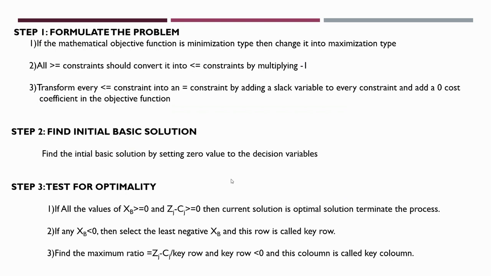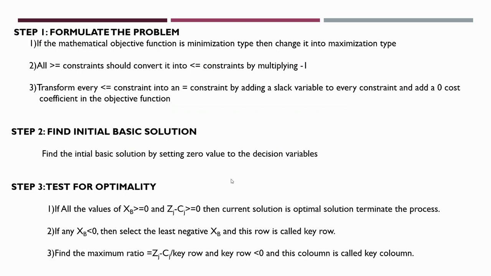If any given problem is of minimization type, then we will convert it into maximization type by multiplying the objective function by -1, and convert each and every constraint of greater than or equal to type into less than or equal to type, and transform every less than or equal to constraint into an equality constraint by adding a slack variable to it, and add a zero cost coefficient to the objective function. Now, step two, find the initial basic solution. By setting zero value to the decision variables, we get the initial basic solution.